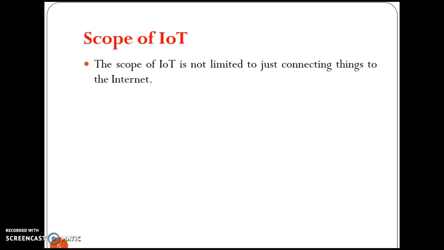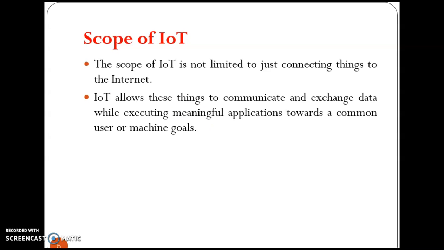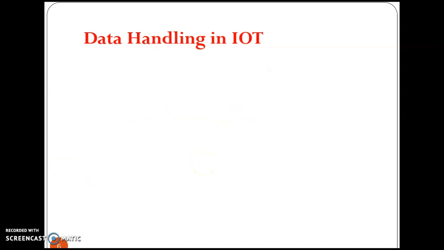The scope of IoT is not just limited to connecting things to the internet. Rather, IoT allows things to communicate and exchange data while executing meaningful applications towards a common user or machine goal. Now, exchange of data includes control and other information that could include data associated with the user. Repeatedly we are using the word data. So, where does the data come from? Let's concentrate on how the data is handled in IoT.